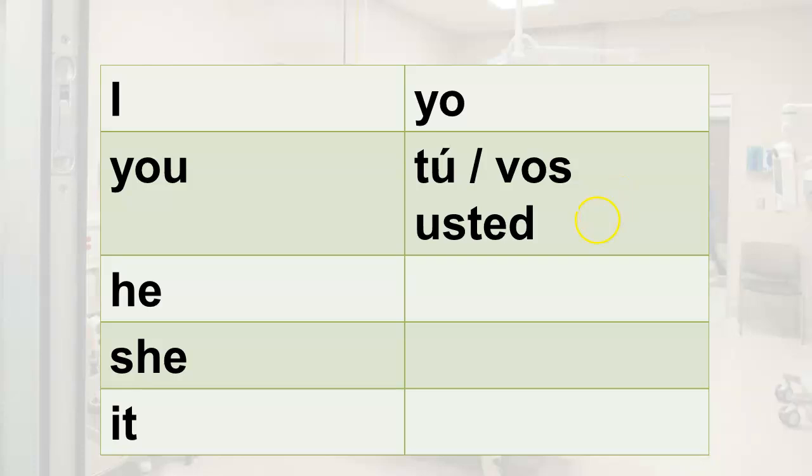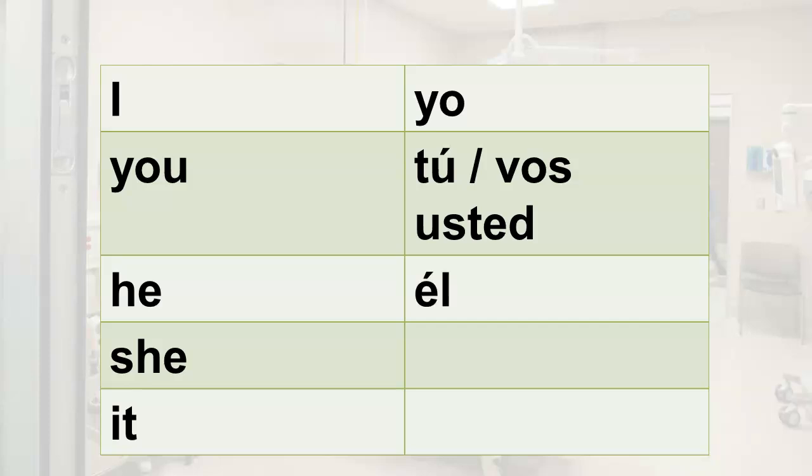The other word for you, the singular word for you, is usted, and this is the one that you are most likely to encounter, and this is the one that you'll need to use when speaking with patients in a professional setting. We always use usted in Spanish.